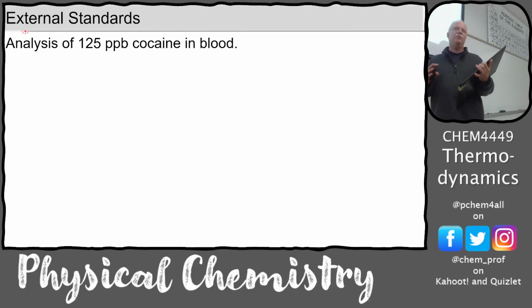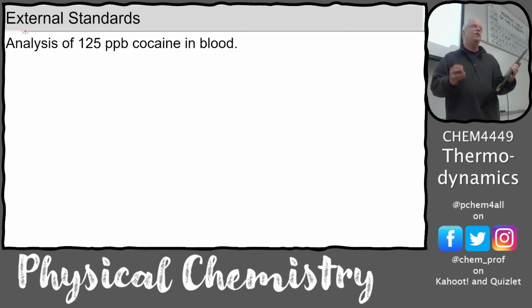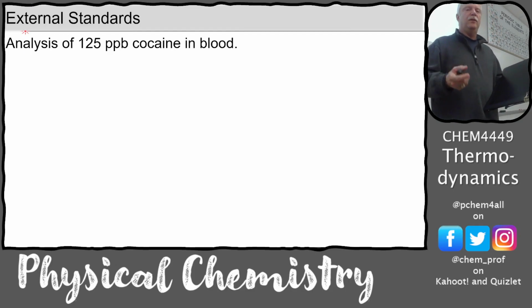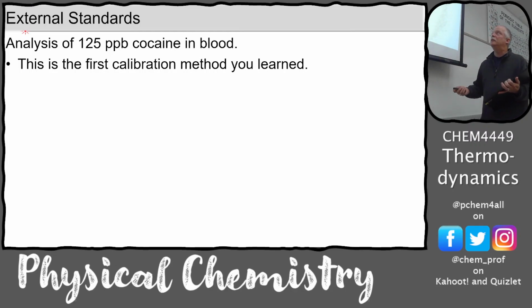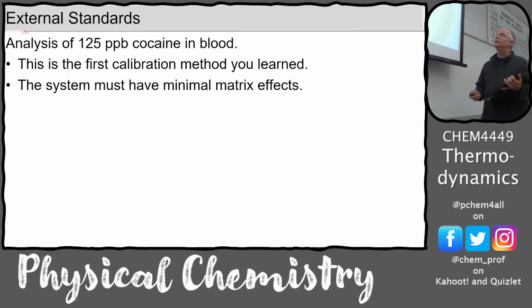Okay. We could check precision without that. So we could have a sample of blood that has an unknown amount of cocaine in it, and we could run all of these and see which one's the most precise method. It keeps giving the same answer, but that wouldn't tell us if we're accurate or not. And so this is a way to check the accuracy, is to dope it with a known amount of the drug. And so this is the first calibration method you learned. And the key for external standards is that you have to have minimal matrix effects.